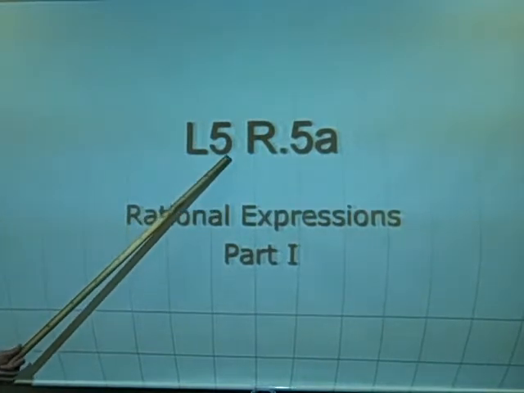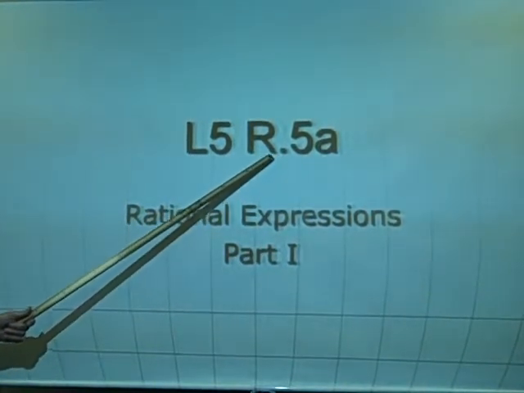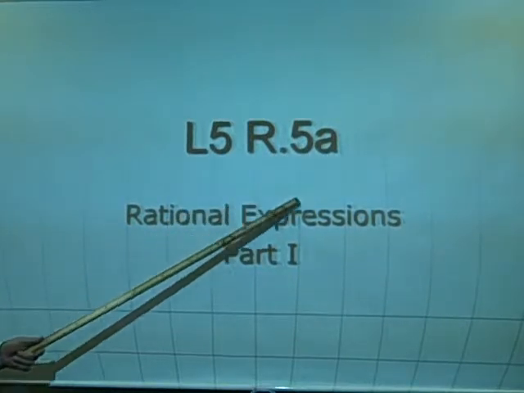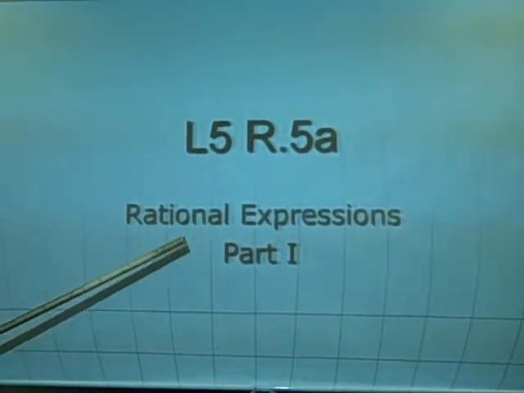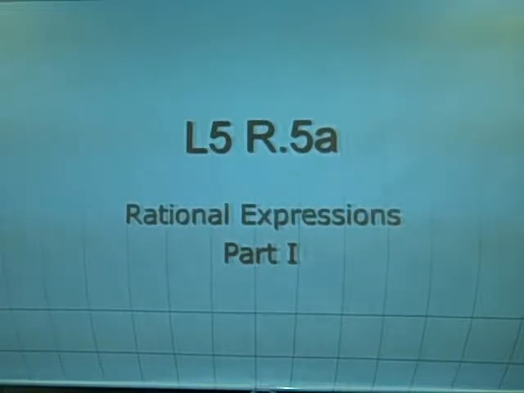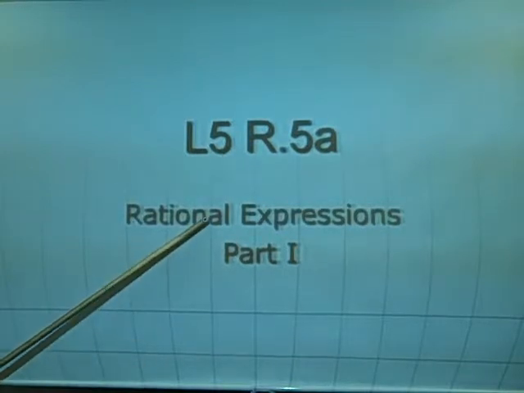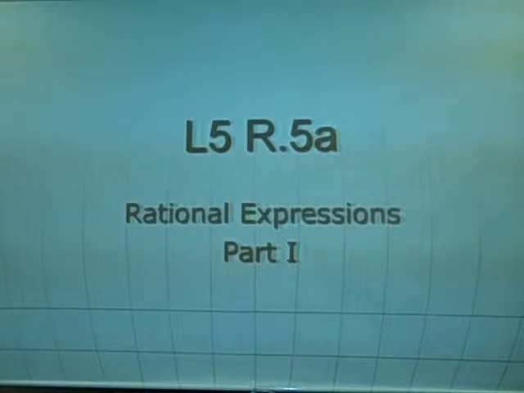This is lesson 5, and I split section R.5 into 2 parts. This is rational expressions. Now, when we talked about rational numbers earlier, what did we say rational numbers are? That's right, they're like fractions. So this expression is like a polynomial over a polynomial, or like a polynomial type of a fraction.